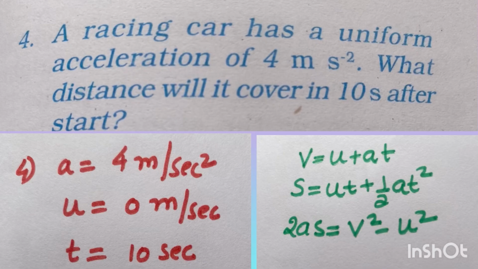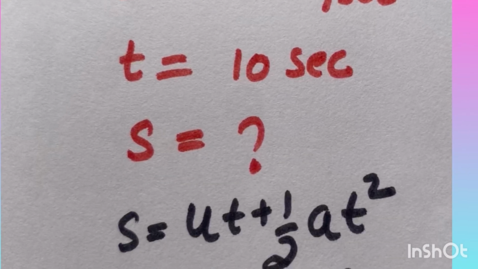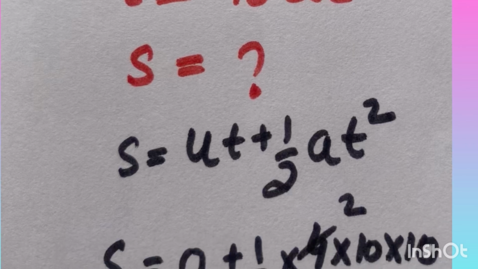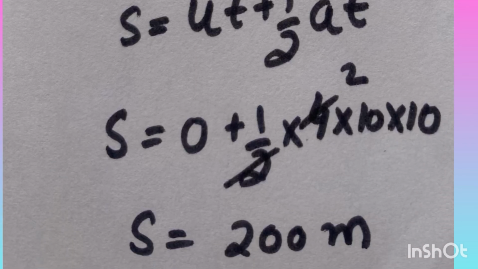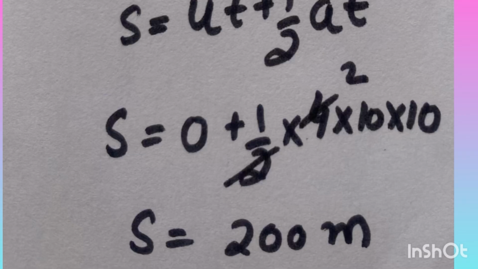Now we know u, a and t. So we can use second formula to find distance. So substitute in the formula. s equals to ut plus half at square. So s equals to 0 into 10 plus half into 4 into 10 into 10. After solving we'll get 200 meters. So distance is 200 meters.